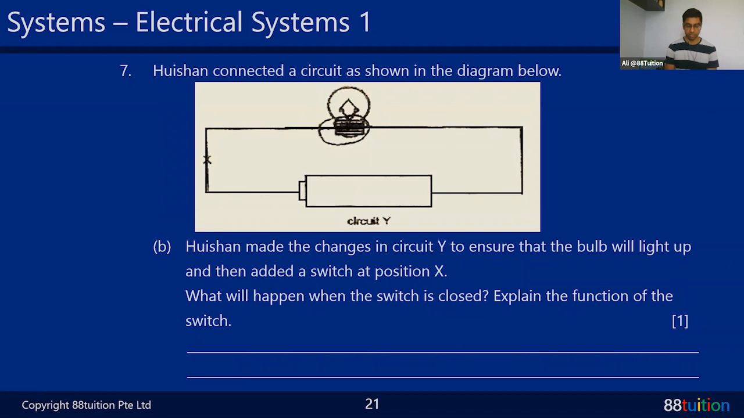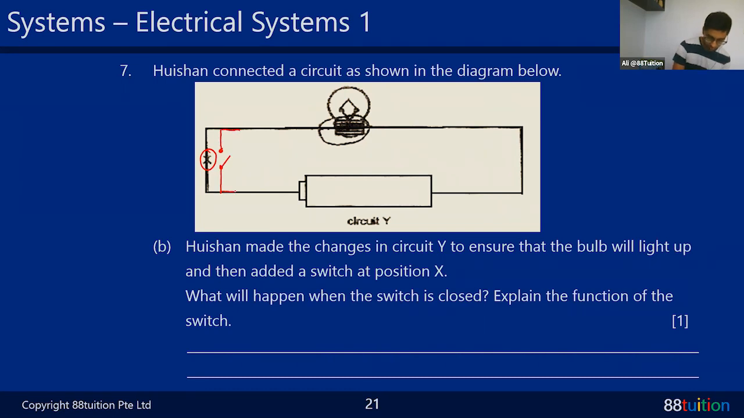Now, Hui Shan connected the circuit still there. What should we do, right? He made the changes to ensure that the bulb will light up and then added a switch at position X. Okay, position X is here. He's going to add a switch here. So it's going to look like this. A switch will look like this.